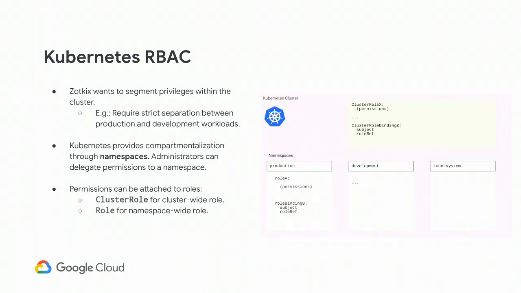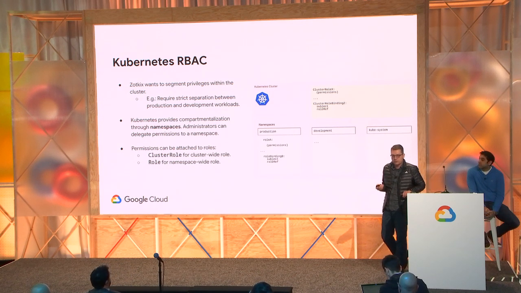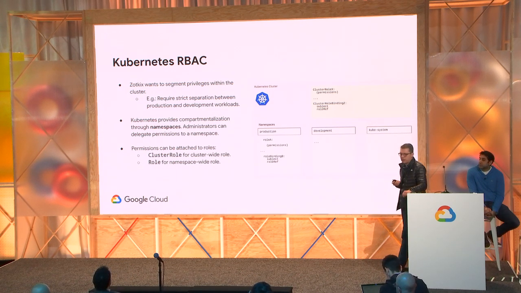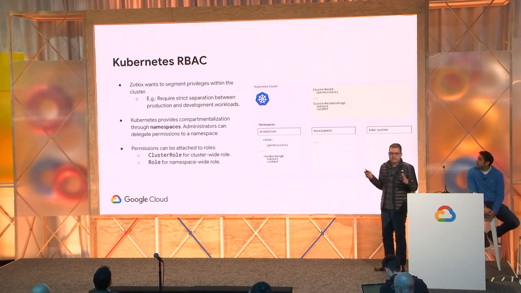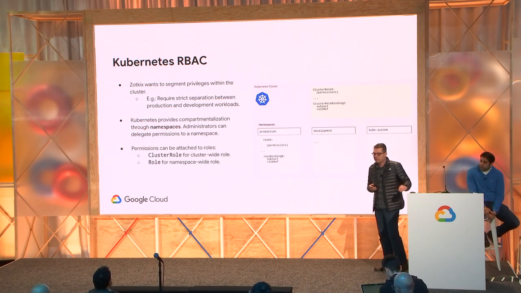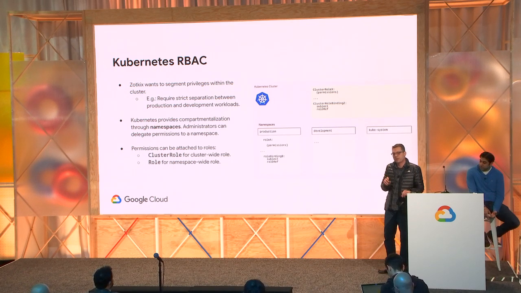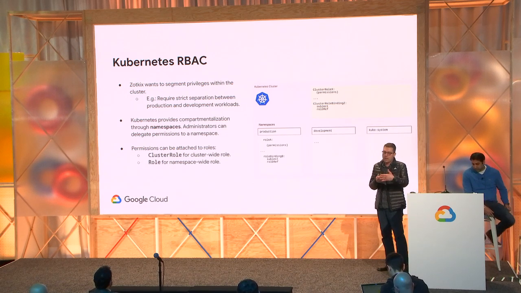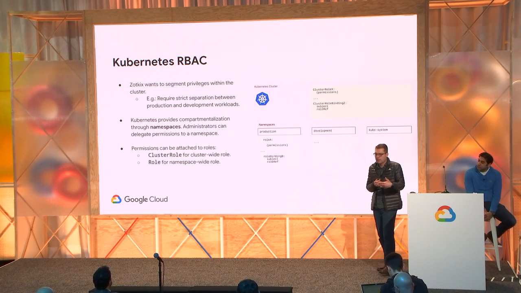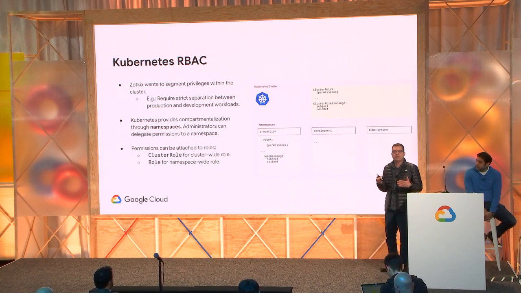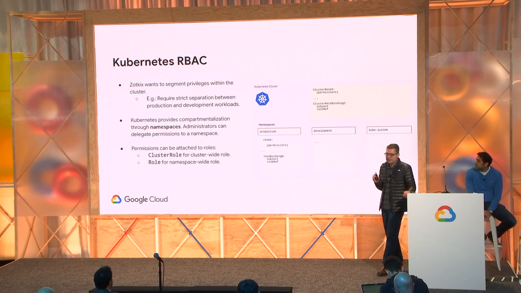Okay, let's look a little more into how Kubernetes RBAC works. Because we figured out how to authenticate, now how do we grant privileges in the cluster? So Zoctix, again, bringing back their perspective, wants to segment privileges within the cluster. One situation could be that they require a strict separation between production and development workloads. So Kubernetes allows you to compartmentalize permissions in this way through namespaces. And administrators can delegate permissions to a namespace.